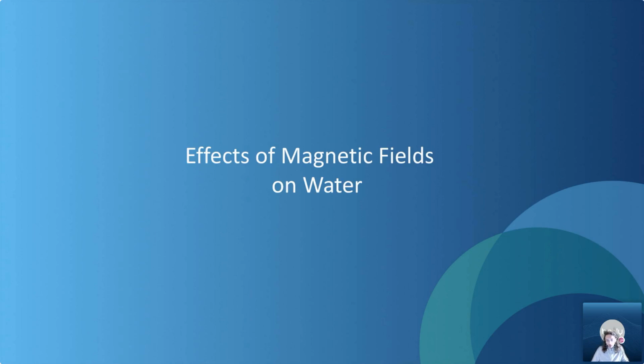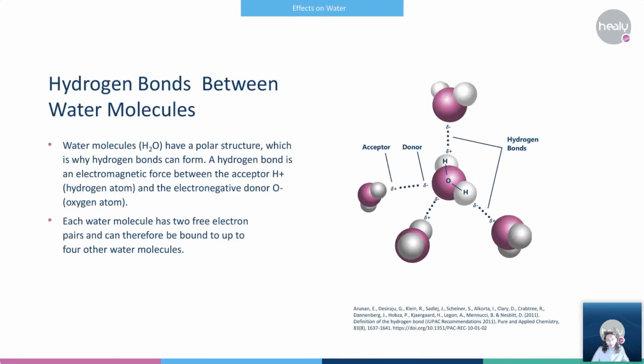So how do magnetic fields influence water? What is actually behind this concept? I think this is the most important slide of this whole presentation, and this is the explanation of hydrogen bonds. Basically, you know water is made of H2O, so two hydrogen atoms and one oxygen atom. And as you see here on the graphics, one is positive and one is negative.